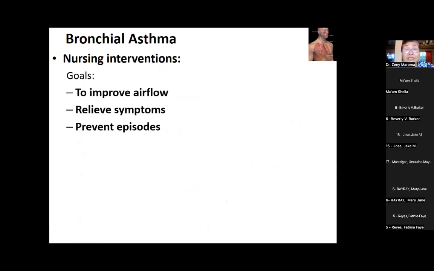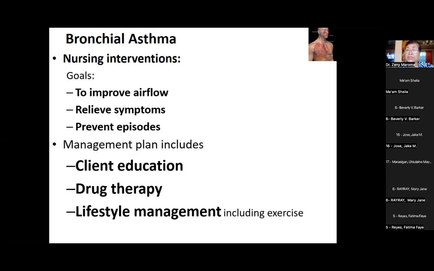Okay. So what are the nursing interventions? The goal is, first, to improve airflow so that air enters well. Second, relieve the symptoms. What are the symptoms? Difficulty of breathing, the bronchospasm, the tightness in the chest. And prevent episodes. First, minimize episodes, or ideally there should be no attacks at all. Okay? So we have to identify the allergen. Alright? And the management plan includes client education, drug therapy, and lifestyle management, including exercise. Okay, so these are our goals and management.